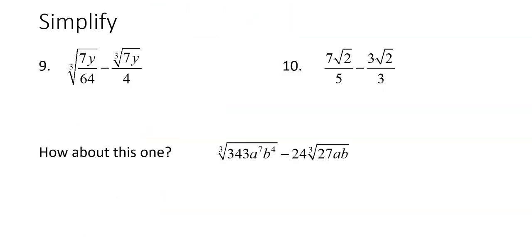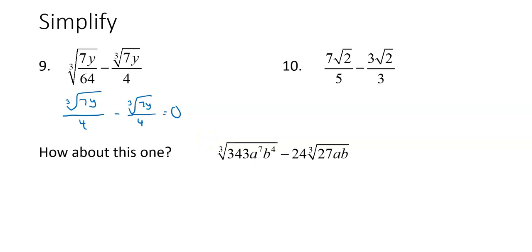Look at number 9. Number 9, I can actually turn that first term into a cube root of 7y over a cube root of 64, but a cube root of 64 is just 4, minus the cube root of 7y over 4. Turns out this answer is just 0. I'm subtracting something from itself, and I get 0.